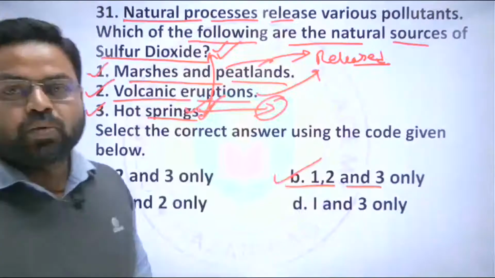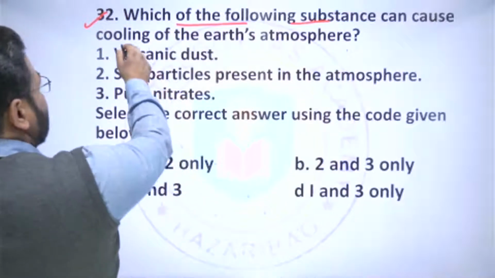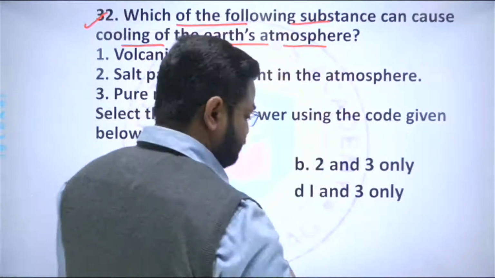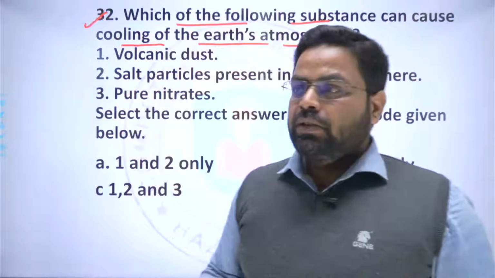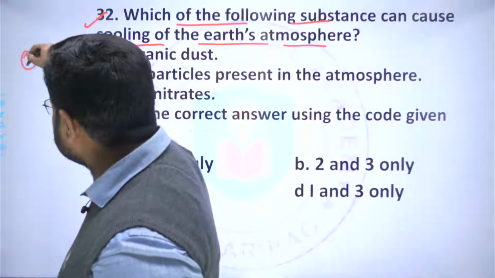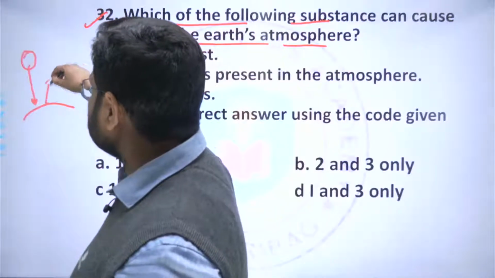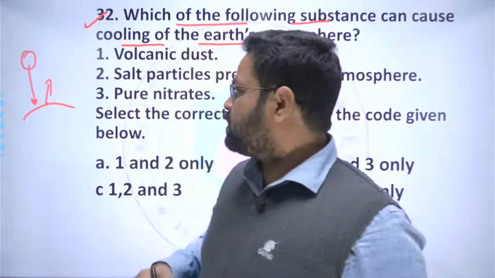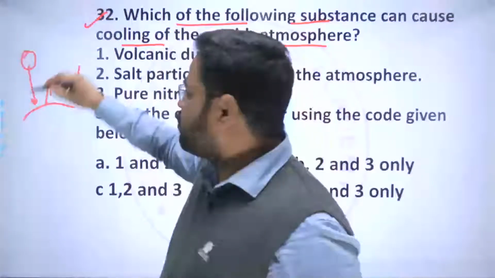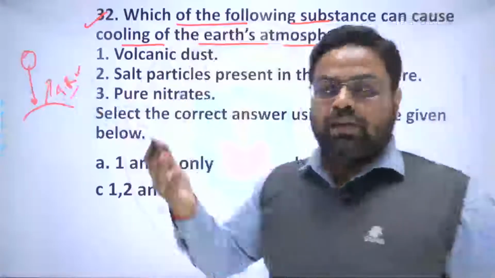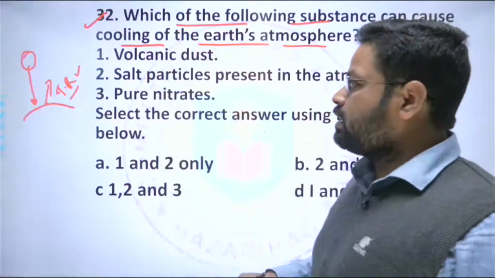The answer to this 1-2 question: which of the following substances can cause cooling of the earth's atmosphere? The earth's atmosphere gets heated when it receives insolation from the sun. The insolation comes to the surface of the earth, and thereafter the atmosphere gets heated from beneath through terrestrial radiation, right? During the long wave terrestrial radiation, the heat is added to the atmosphere from beneath, not from above. The atmosphere does not get heated directly from the sunlight.